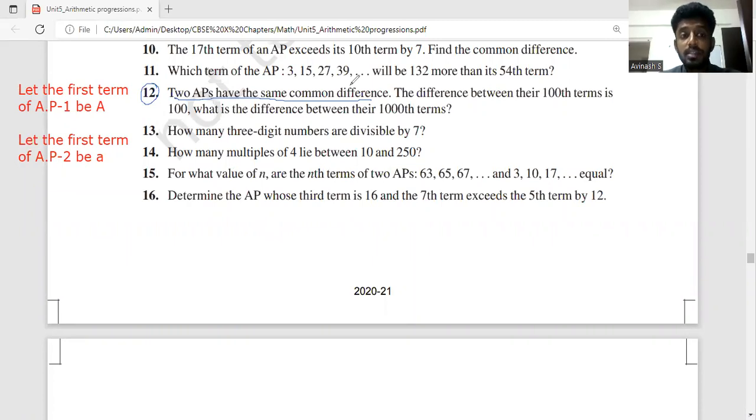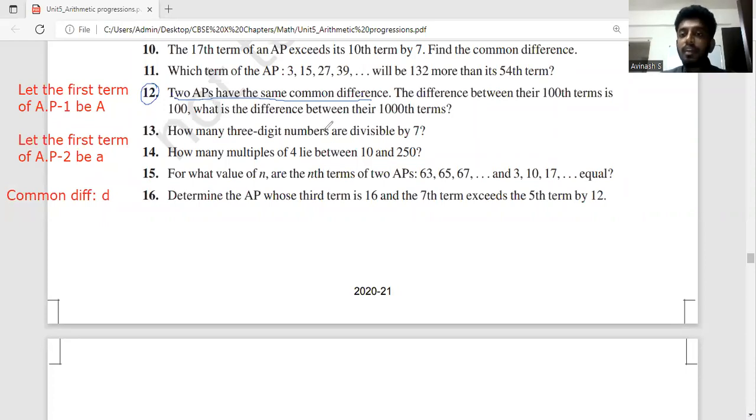So let us take the first term as capital A. There are two APs. For the first AP, the first term is capital A, and for the second AP, the first term is small a. And the common difference is going to be common because they have given it is the same. So the common difference will be just small d. Here there is no difference between capital D or small d. So it is just D. So this is very important. This is the assumption that we are doing.